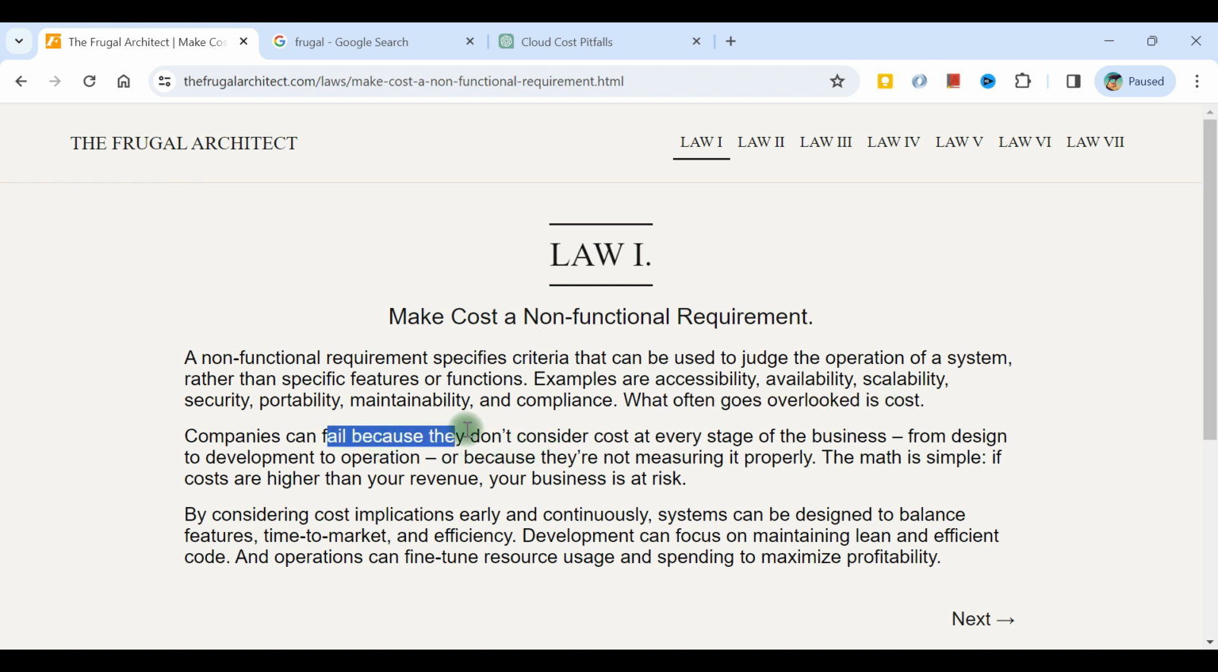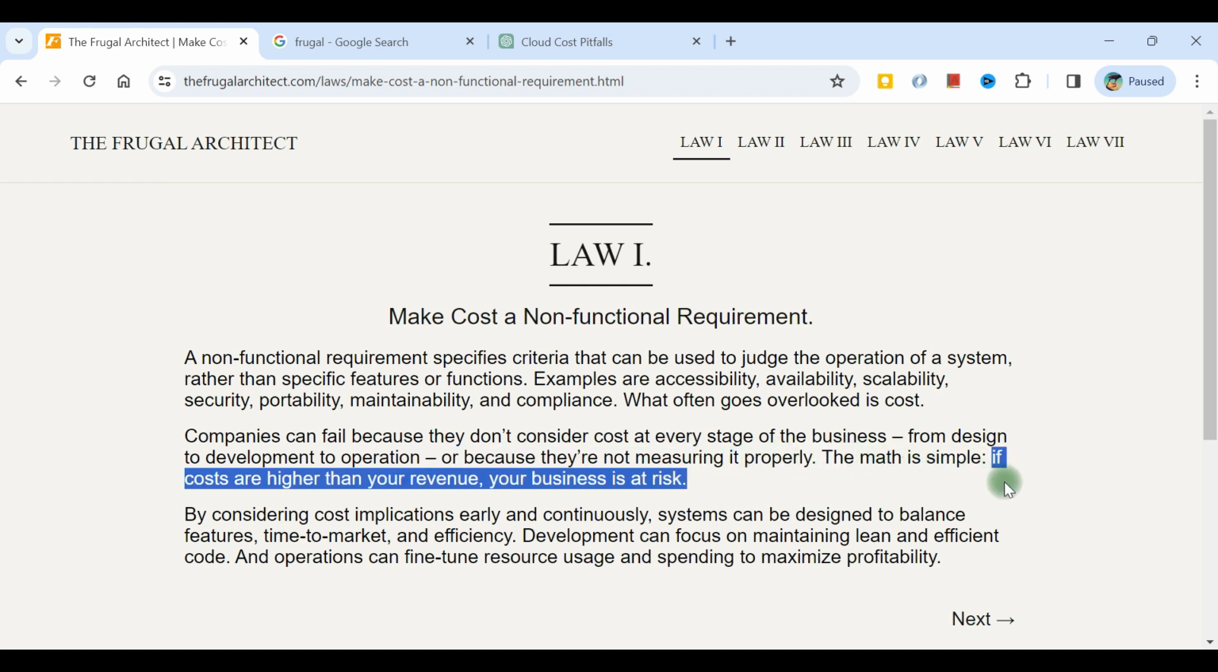Companies can fail because they don't consider cost at every stage of the business, from design to development to operation, or because they are not measuring it properly. The math is simple. If costs are higher than your revenue, your business is at risk. This is a great line. If costs are higher than your revenue, your business is at risk.